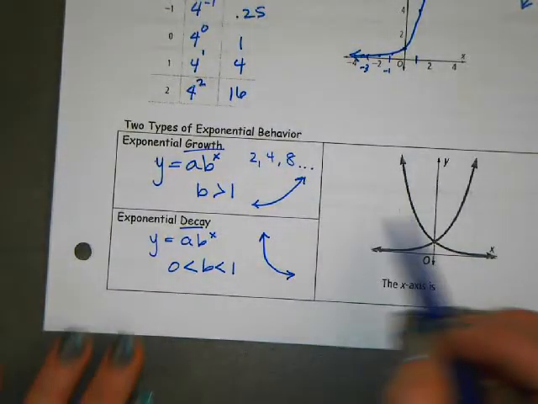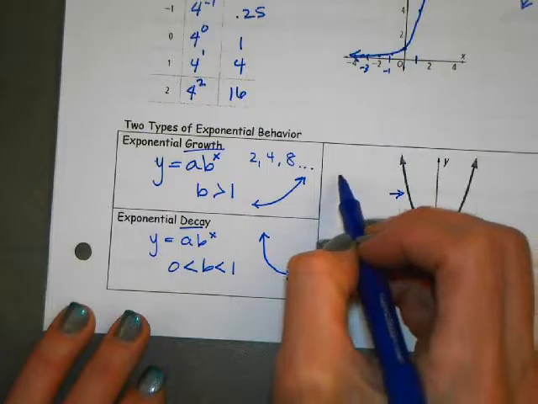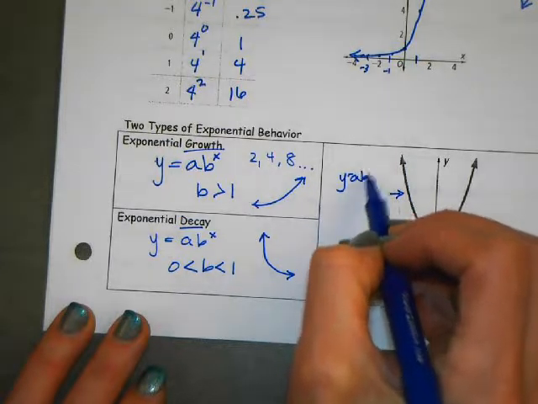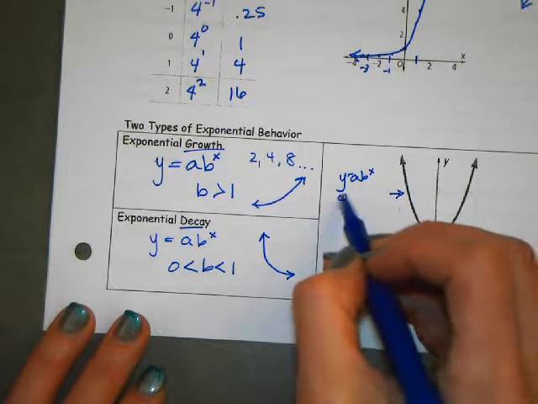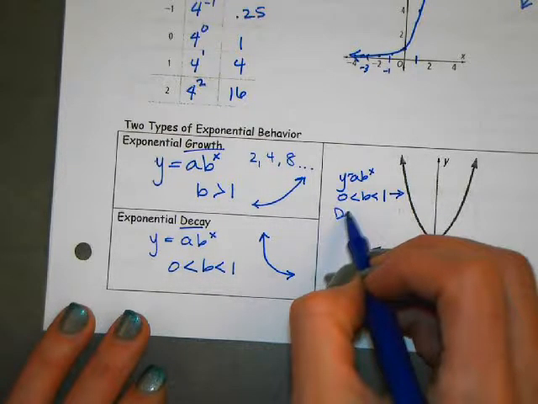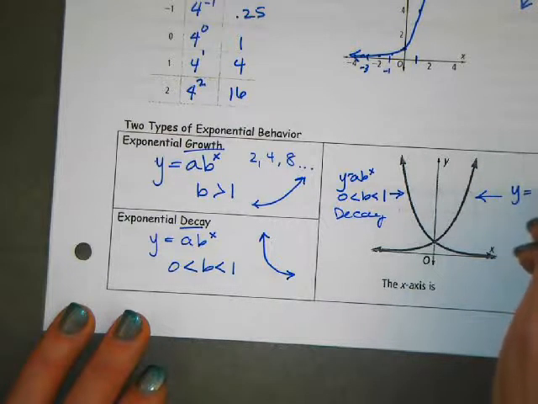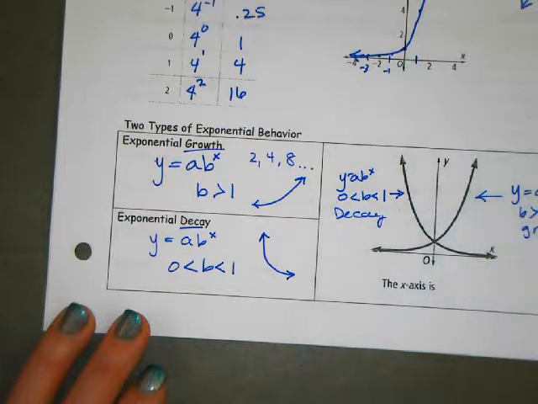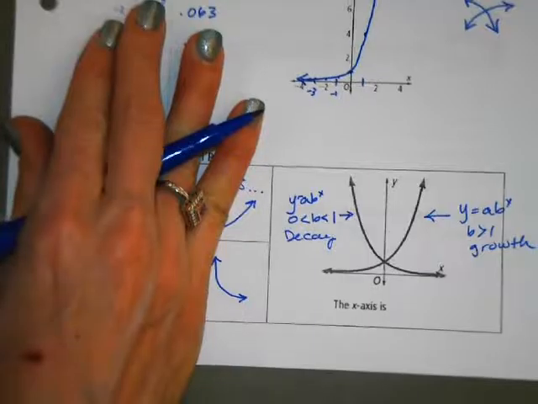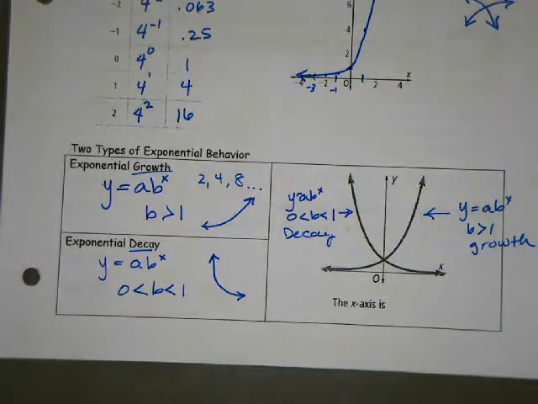Okay? So on this graph here, this represents where b is between 1 and 0, and that's decay. And this one represents where b is greater than 1, and that's growth. So you can actually just look at a graph and be able to tell if it's growth or decay. Okay?